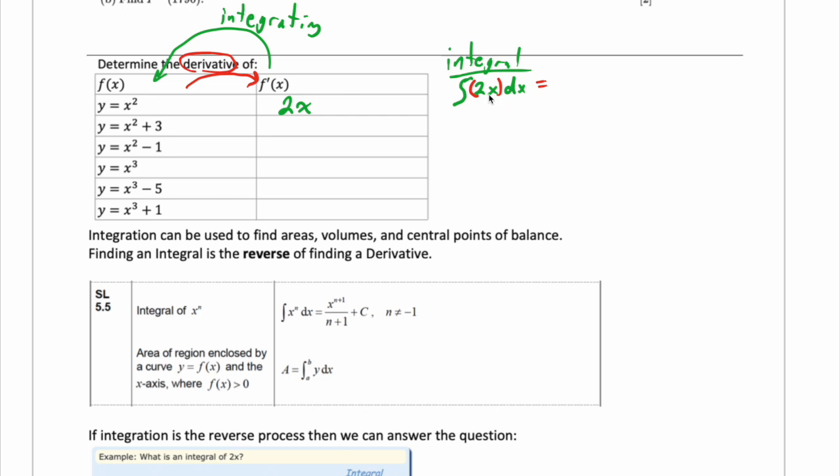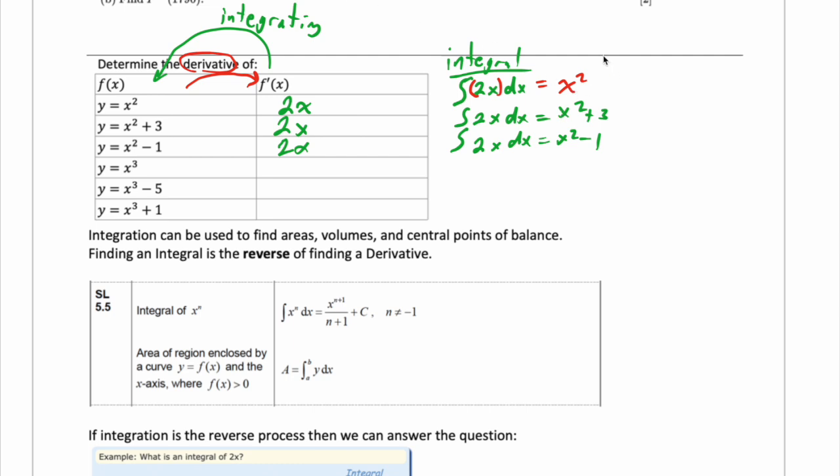So what do you differentiate to get 2x? That means x squared, right? The derivative of x squared is 2x, so the integral of 2x is x squared. Now if we look at the next one, x squared plus 3, the derivative is 2x. That means the integral of 2x dx equals x squared plus 3, because the derivative of x squared plus 3 equals 2x, right? And the third one is also 2x, so the integral of 2x is x squared minus 1, right?